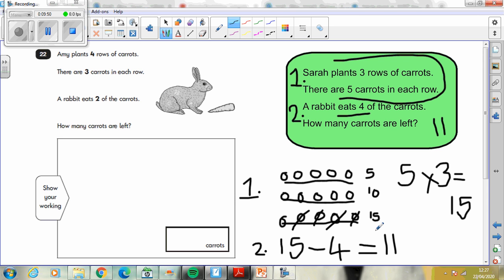So that's the end of my examples for the carrot question, question number 22. You can either go back and watch the video again, or you can now have a go and tackle question number 22 on your own. Remember, this is step 1 here, and this is step 2. Okay, I hope that helped.